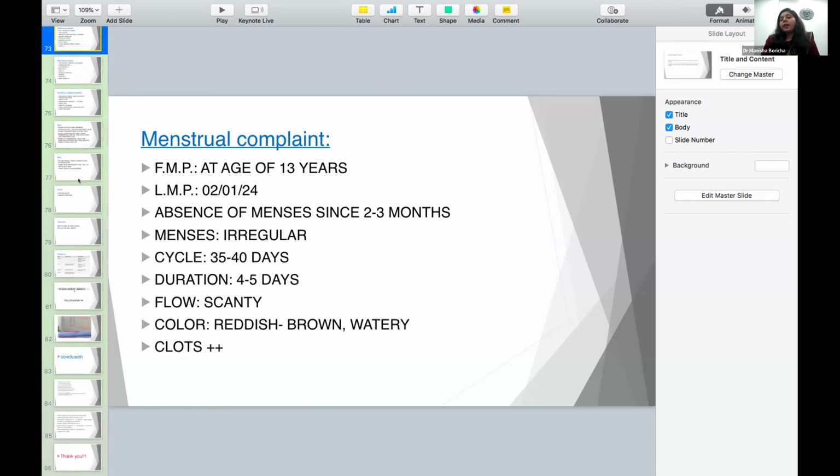First menstrual period at the age of 13 years. Last menstrual period was 2nd January 2024. Absence of menses since 2 to 3 months. Menses irregular, cycle 35 to 40 days, duration 4 to 5 days. Flow is scanty. Color is reddish brown and watery. Clots +2.